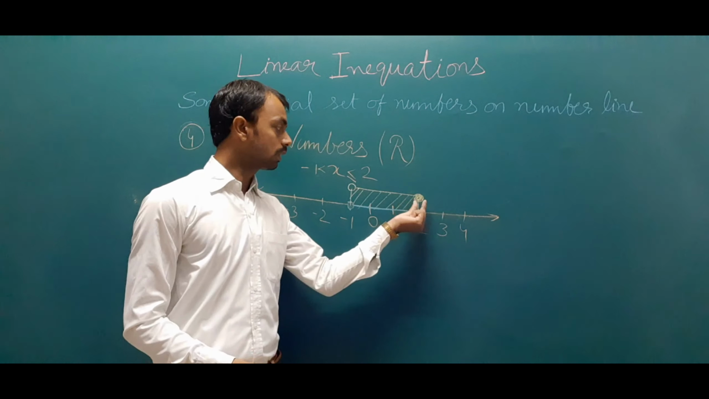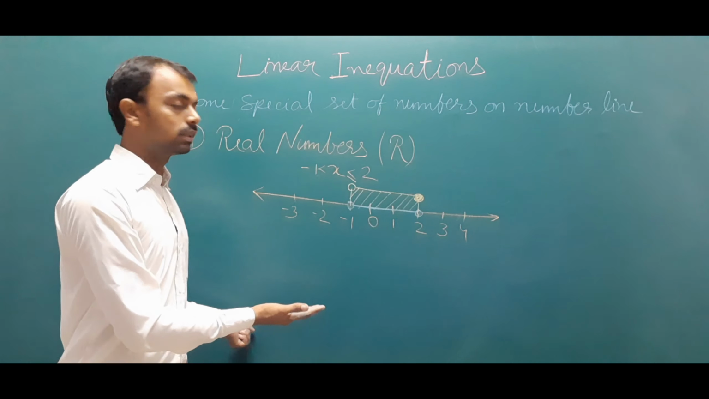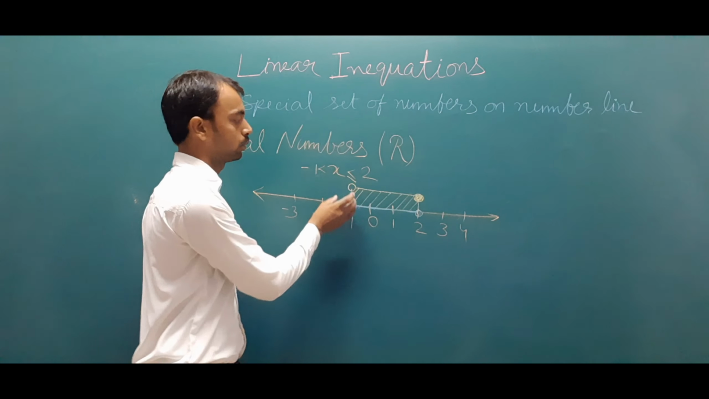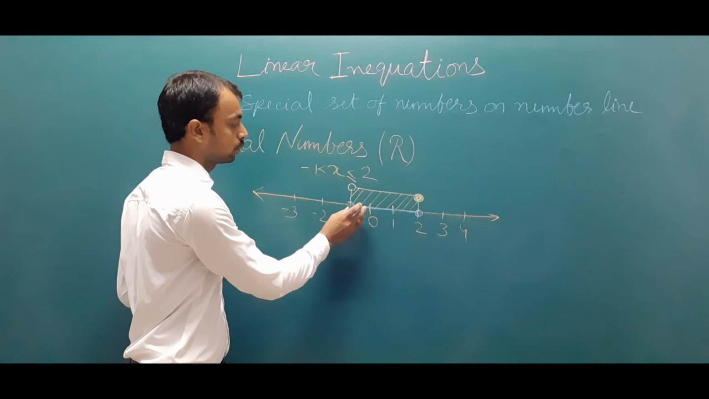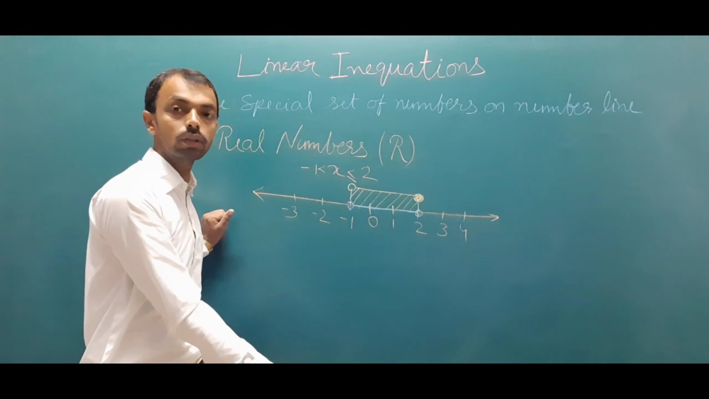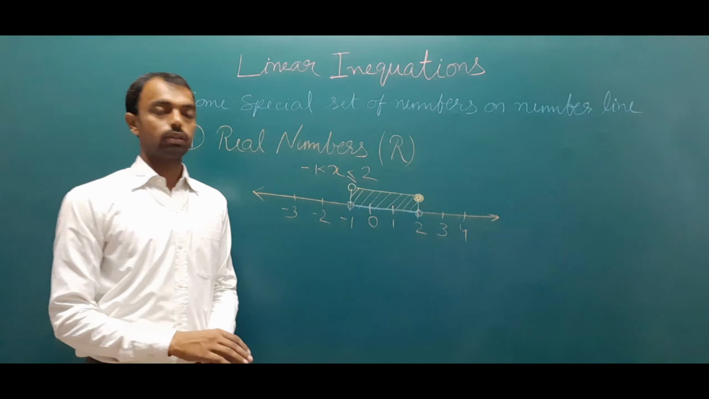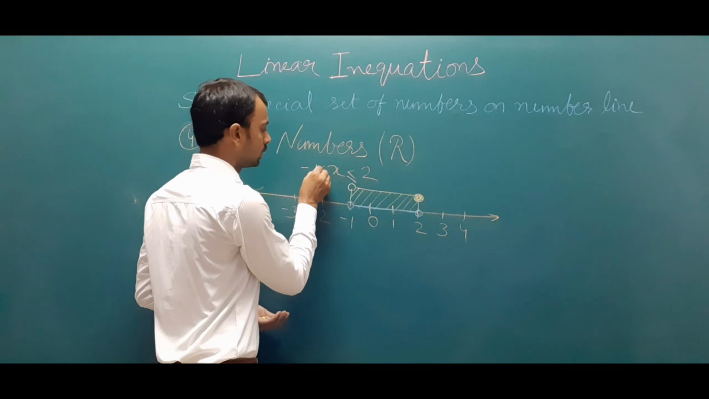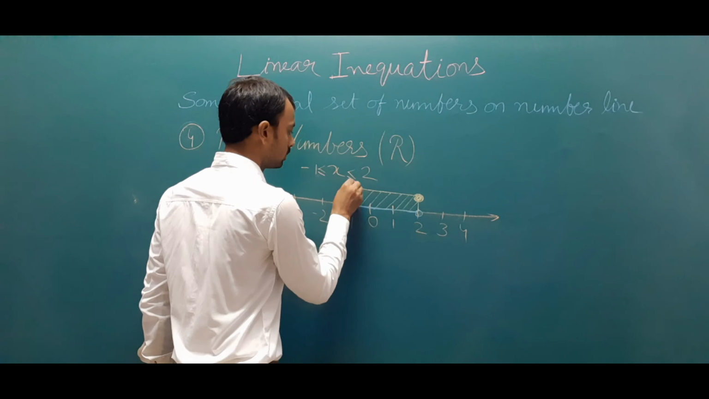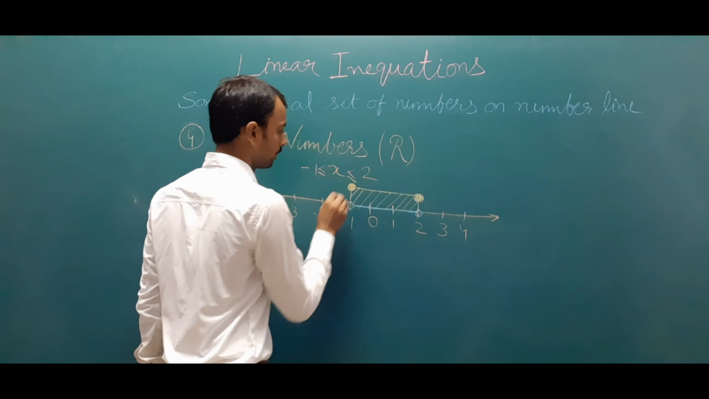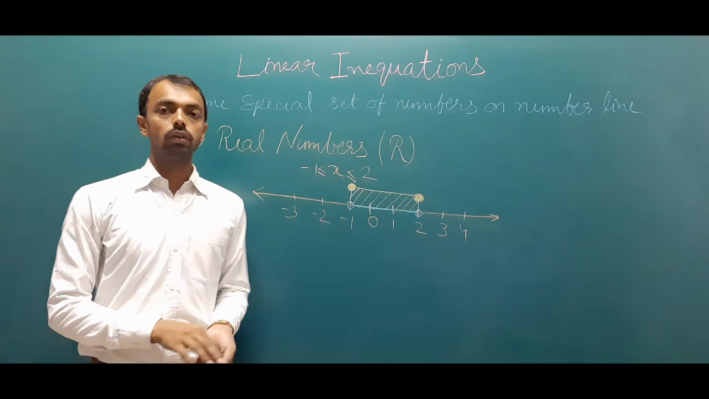Okay, this darkened circle shows that this value 2 is also included in the solution set, meaning our value of x can be equal to 2, but greater than -1, meaning the numbers will be on the right side of -1. So just after -1 all the values will be included in the solution set, and suppose this also is equal to, then this circle will also be darkened. Okay, so these are the cases of representation of real numbers on the number line.